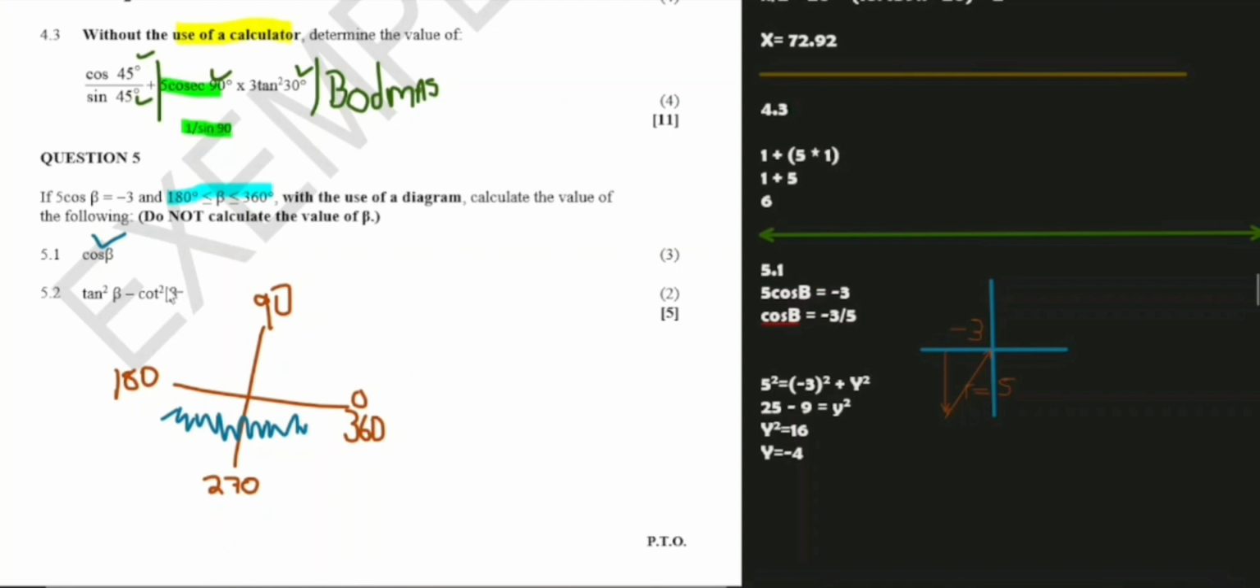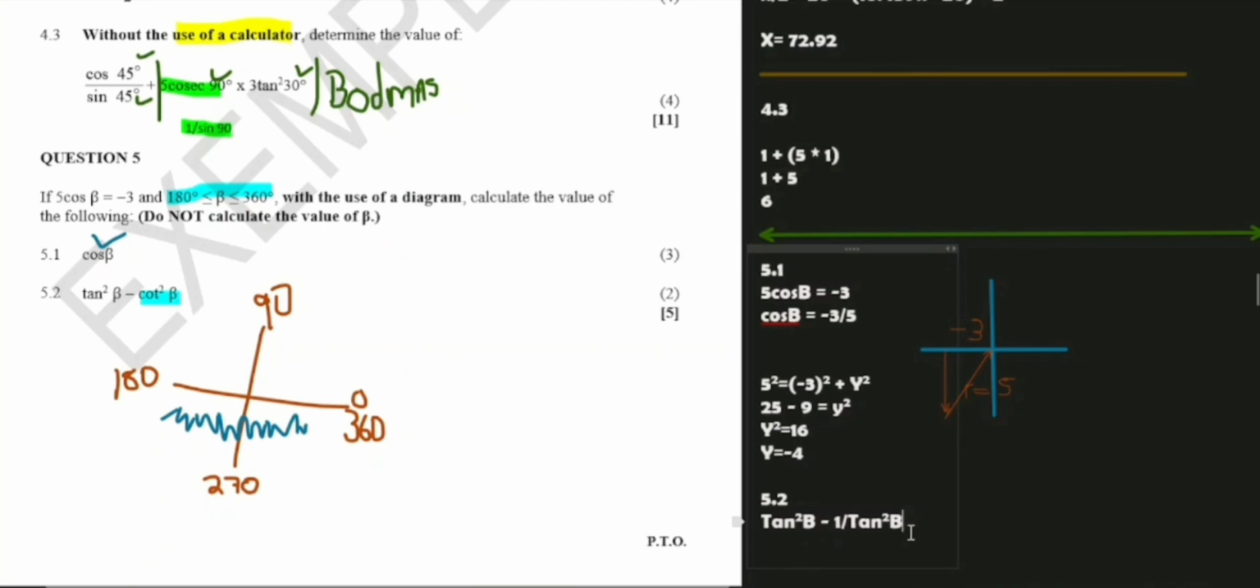So for 5.2, we can see here we have cot. Cot, which is the reciprocal function of tangent. So in other words, you can write this as 1 over tan beta, all squared, minus 1. So what is tan if you're using the diagram?